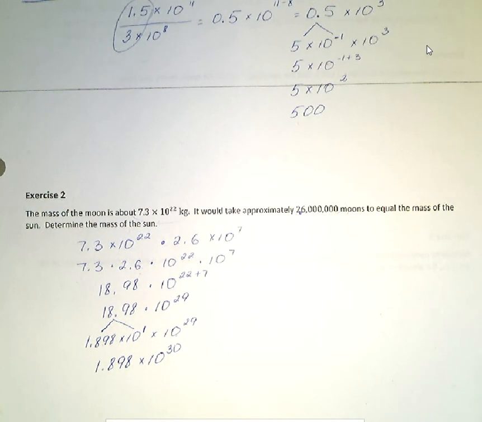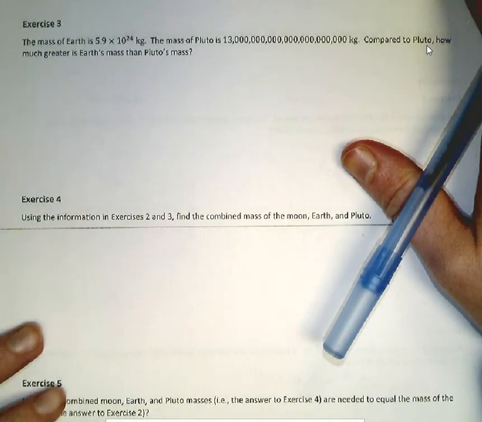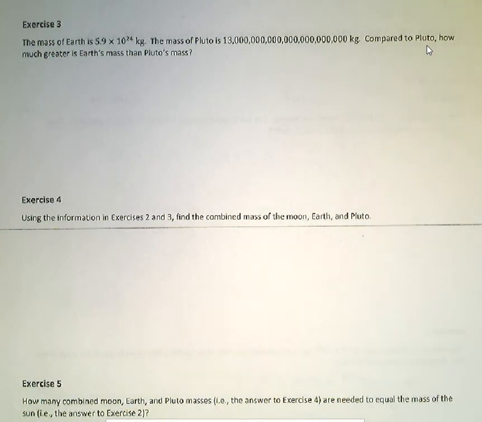Okay, moving on to the next one. We have 5 problems here, all. Exercise 3. The mass of the Earth is 5 and 9/10 times 10 to the 24th kilograms. The mass of Pluto is that many kilograms. Compared to Pluto, how much greater is Earth's mass than Pluto's mass?